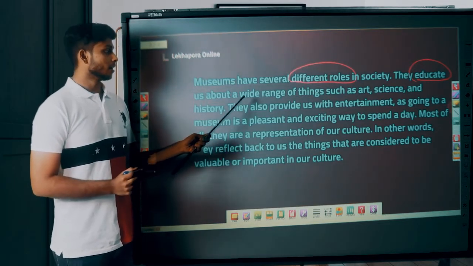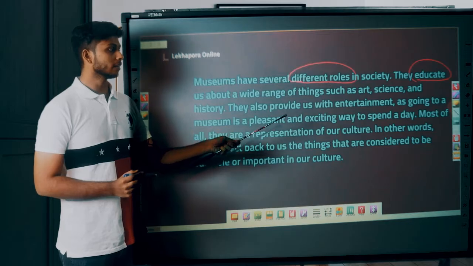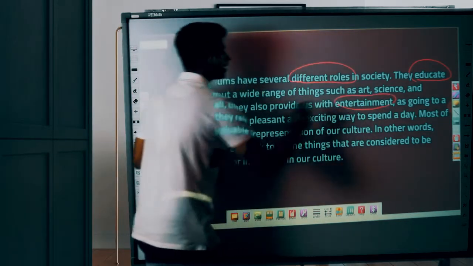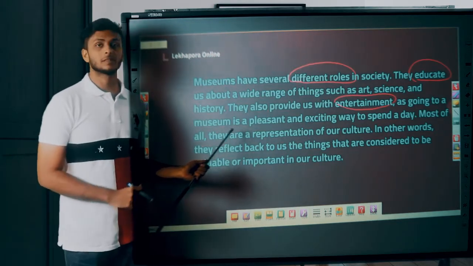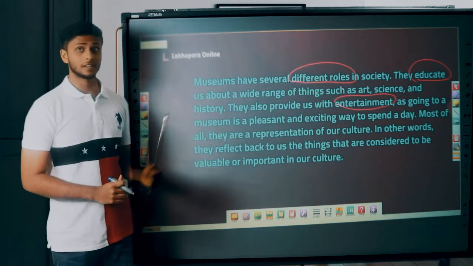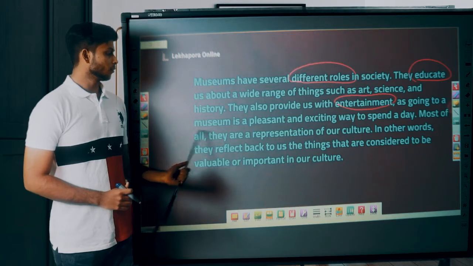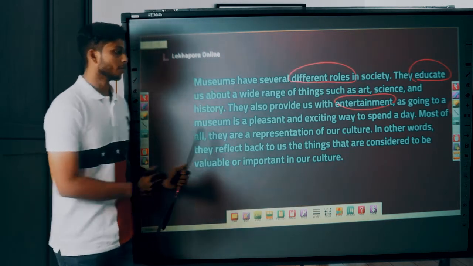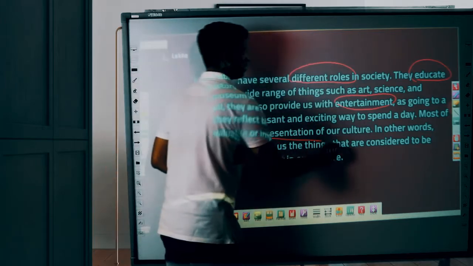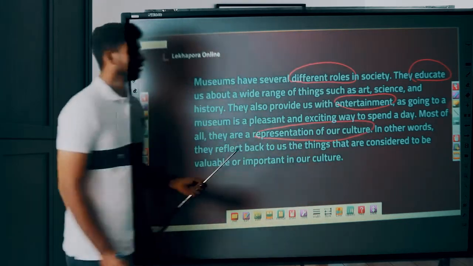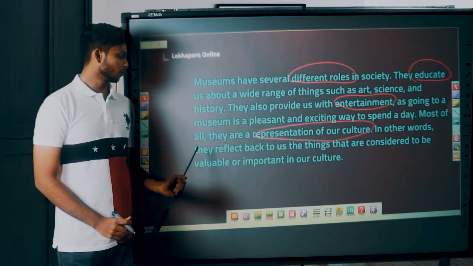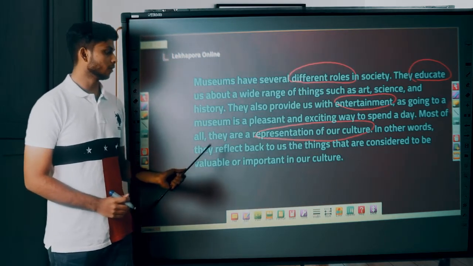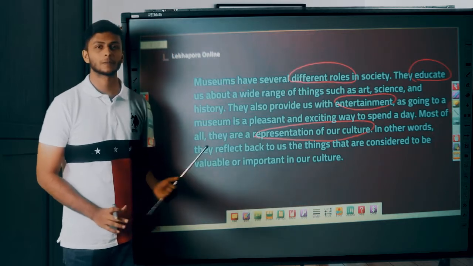Then I say they also provide us with entertainment. So entertainment is the second supporting detail, as going to a museum is a pleasant and exciting way to spend a day. Most of all, they are a representation of the culture. So representation of our culture is the third supporting detail. Then I lastly say, in other words, they reflect back to us the things that are considered to be valuable or important in our culture.